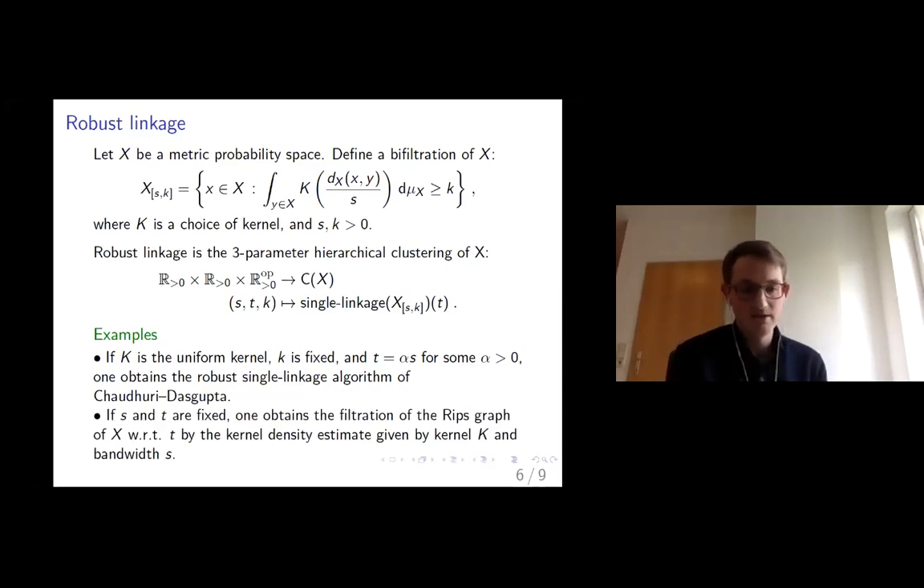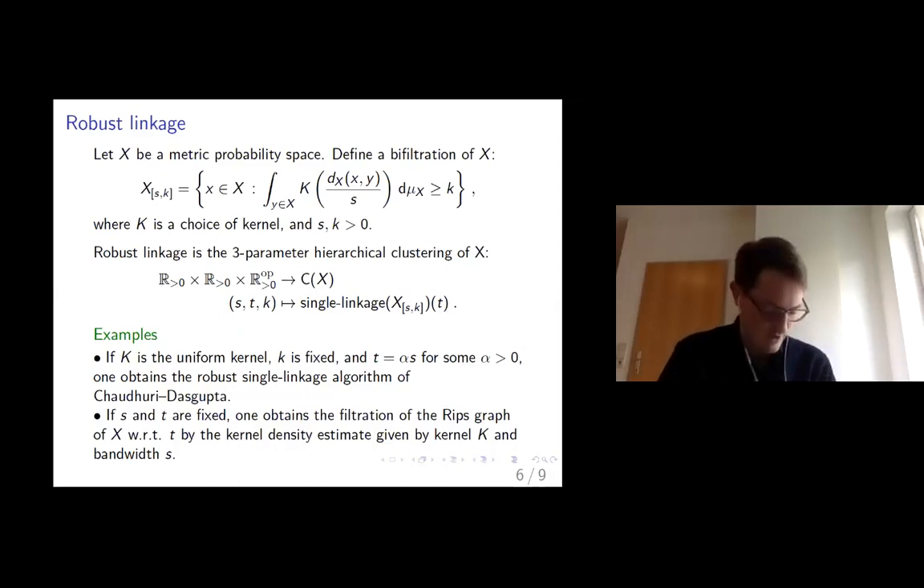If sort of orthogonally we fix the spatial parameters S and T, one obtains the filtration of the RIPS graph of X with respect to the parameter T by the kernel density estimate, or rather a constant multiple of the kernel density estimate given by the kernel capital K and bandwidth S. And then one gets a hierarchical clustering by taking the connected components of this filtered graph. And this is a popular way to produce the input to the tomato clustering algorithm, which is one of the most well-known TDA-inspired approaches to density-based clustering.